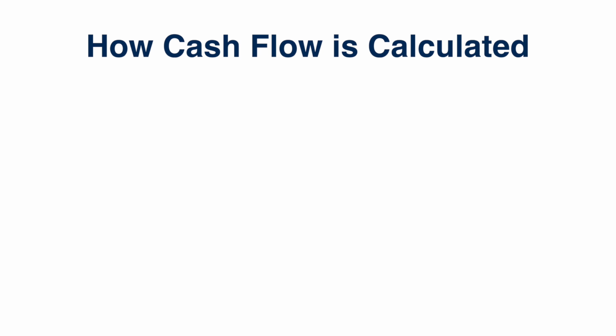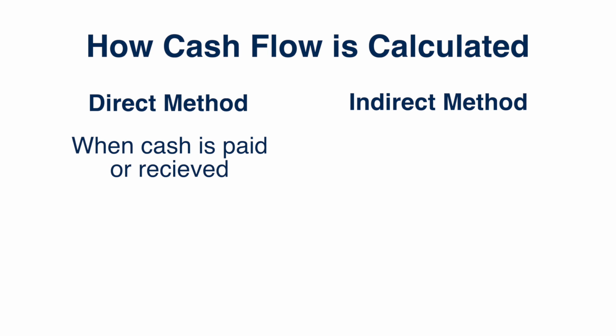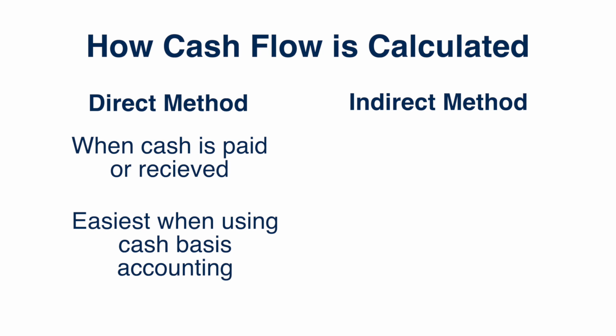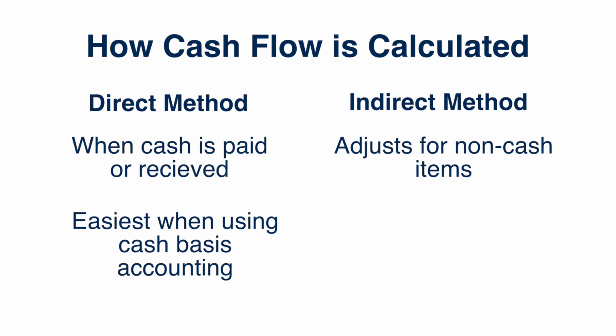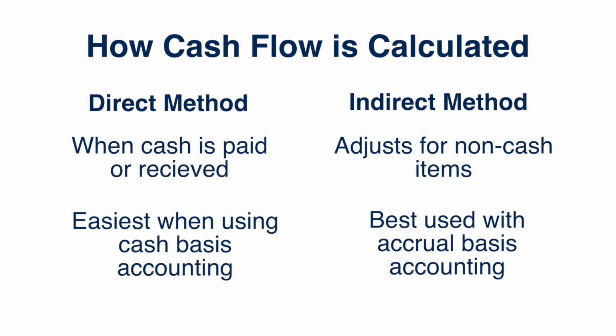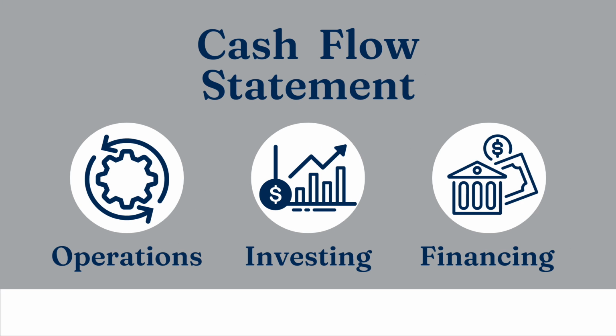Now, there are a couple of different ways the cash flow statement is compiled: direct and indirect. Now, the direct method is calculated when cash is paid, receipts from clients, and when payments are made in salaries. The direct method is easiest for most small businesses when using the cash basis of accounting. The indirect method adjusts for non-cash items from other statements to identify an accurate cash flow. So the cash flow statement is broken down into three separate sections that show the inflows and outflows from operations, investing, and financing within the business. So let's take a look at each section.